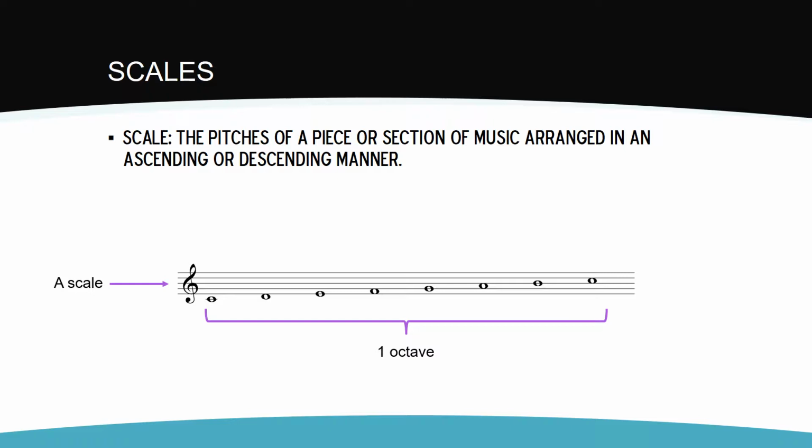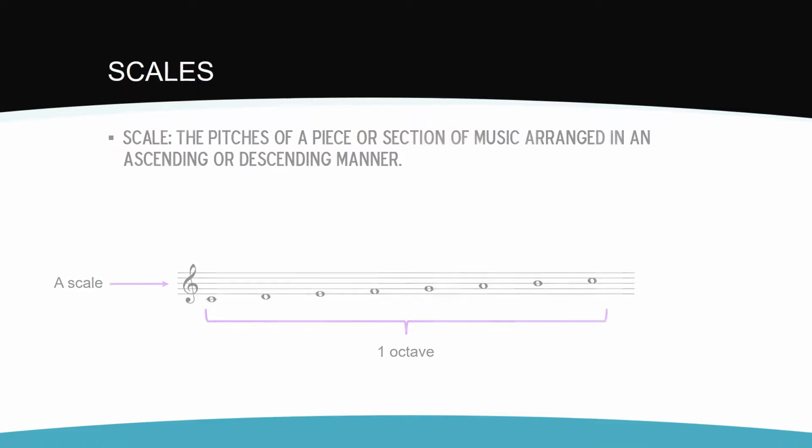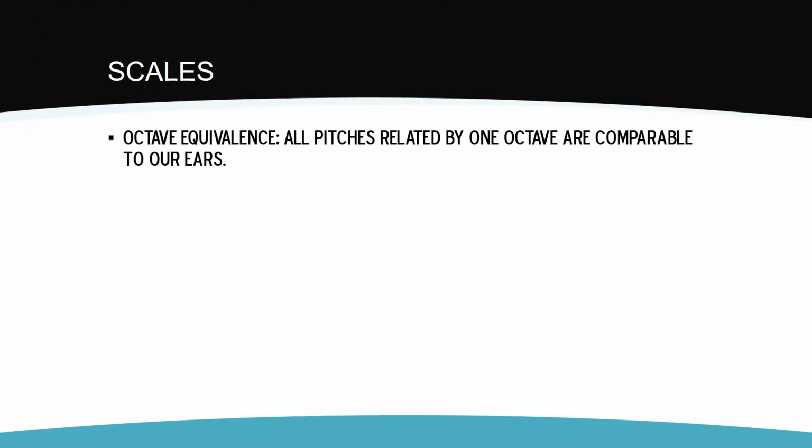We arrange the pitches within an octave to make it easier for us to look at the pitch content of each scale. We can rearrange the members of the melody like this due to octave equivalence, the idea that all pitches related by octave are comparable to our ears. This is why our musical alphabet can have only 7 pitches. Our ears group pitches related by the doubling of their frequency into equivalent families.